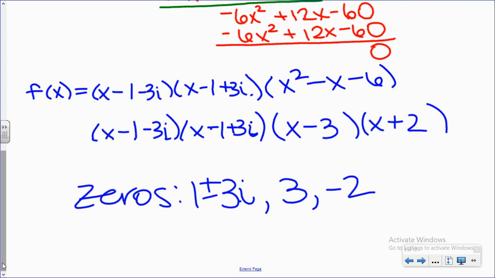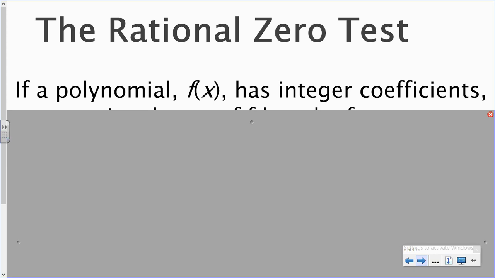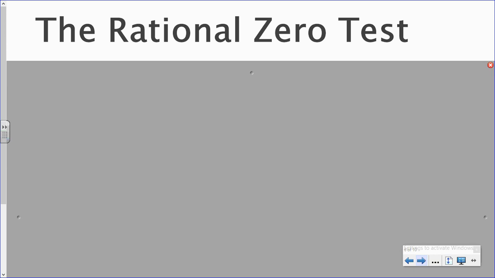All right, let's talk about one of my favorite things in mathematics, the rational zeros test. Remember the guessing and checking we were talking about earlier, or a few days ago? Here it is.